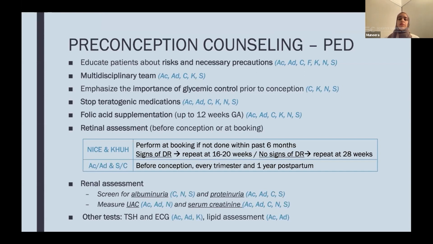We also need to have their renal assessment. We need to know the degree of kidney function. And they might need to undergo other tests like total serum thyroid function test and ECG.